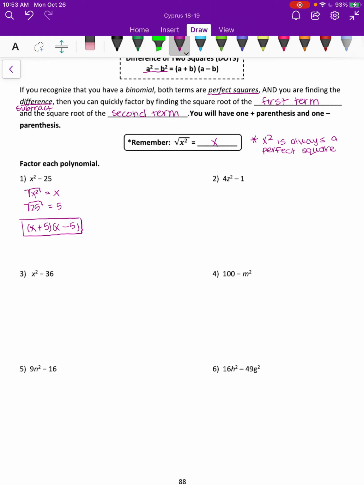Okay. Are we subtracting? Yes. So my method, we take the square root of 4z squared. Okay, well, the square root of 4 is 2. The square root of z squared is z. And then we take the square root of 1, which is 1. I jump straight to my answer. I have 2z plus 1 and 2z minus 1. And that's my final answer.